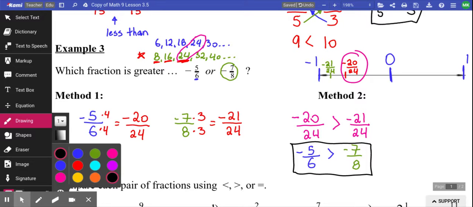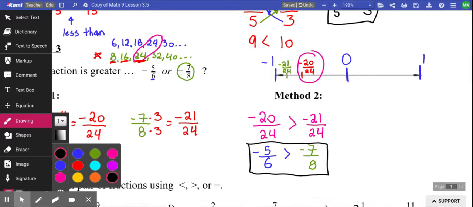I'm not going to do method 2. Well, yeah, I'll do it because you can do it fast. Method 2 would say, don't worry about a common denominator. Just write your two things. You have negative 5 over 6, negative 7 over 8. And you're just going to cross multiply.